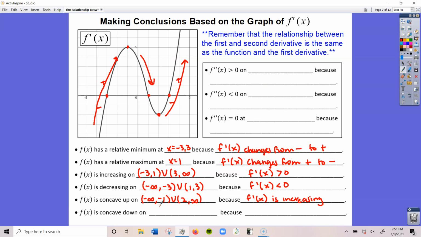So if the first derivative is increasing, the second derivative is positive. And if the first derivative is decreasing, then the second derivative is negative. So that's what we need when the first derivative is decreasing, which is from -1 to 2. And we would say because f prime of x is decreasing.